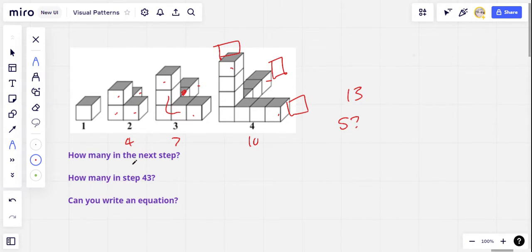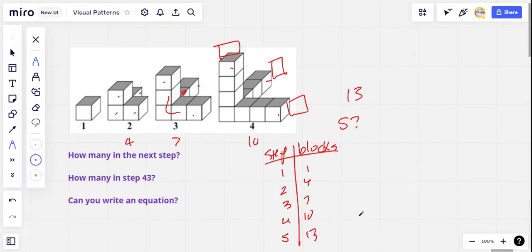Okay, so we're adding the same number of blocks every turn. So I think this is going to be a linear pattern. Let's just double check that. We'll be careful by plotting it out in a little chart here. I'll put down the step number and the number of blocks in each step. So in step 1, we have 1. In step 2, we have 4. In step 3, we have 7. In step 4, we have 10. And in step 5, we're predicting 13.